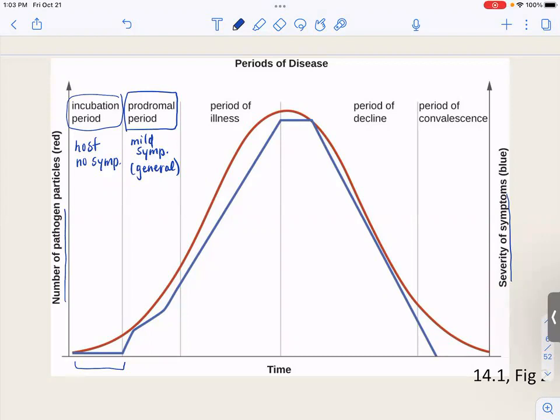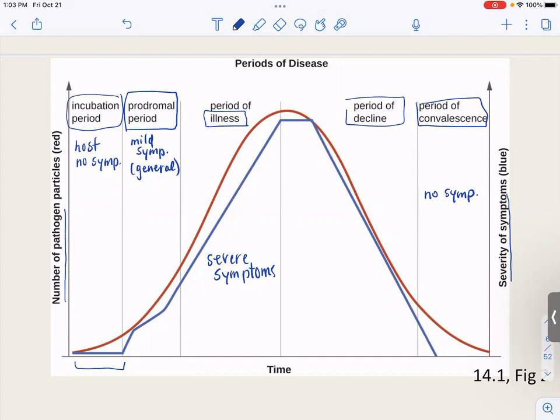And then when the illness is at its peak, with the most severe signs and symptoms, we would call that the period of illness. Occasionally, a pathogen might kill the host, and then that's the end of it. But assuming that the immune system starts to win out a little bit, next you go into a period of decline, where symptoms are getting milder and the immune system is starting to win out. And then convalescence, again with no signs or symptoms in the host. They could still have some kind of chronic damage, though. It doesn't mean that they will always return to full health.